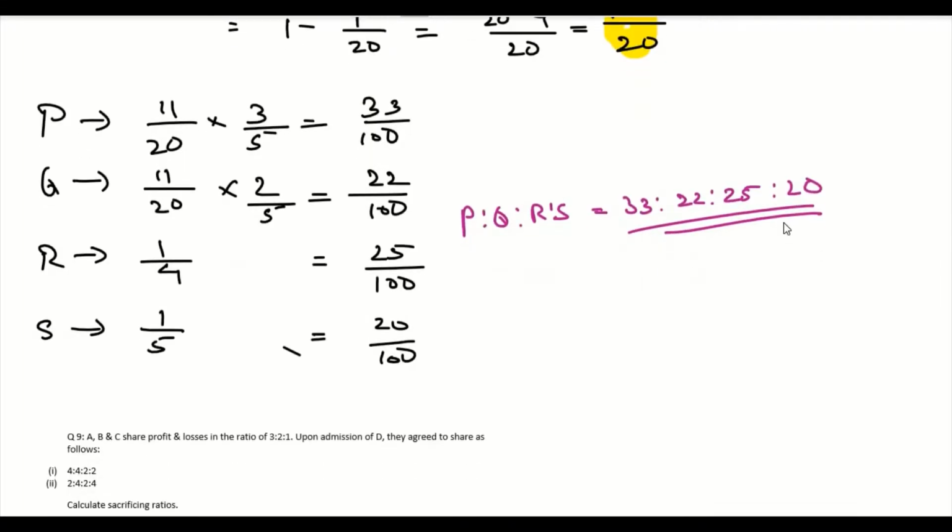Now let's move on to question number 9. A, B and C share profit and losses in the ratio of 3:2:1. Upon admission of D, they agreed to share as follows: 4:4:2:2.